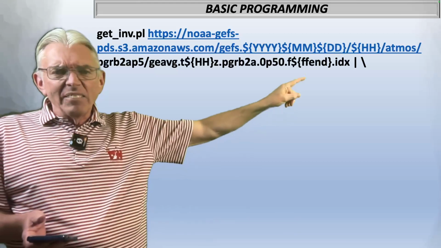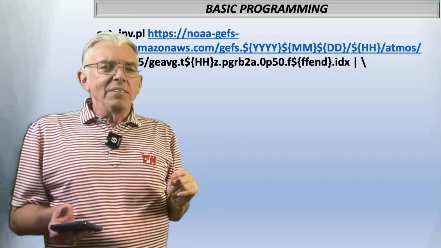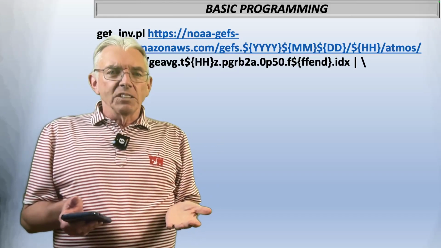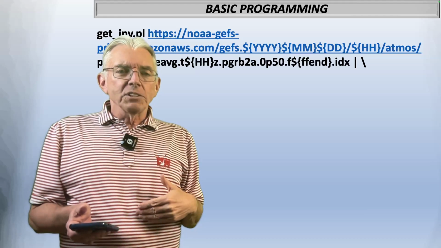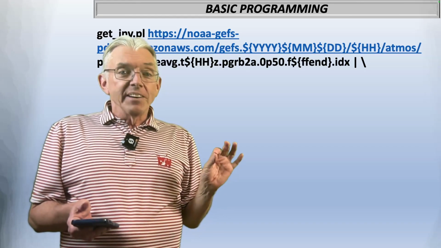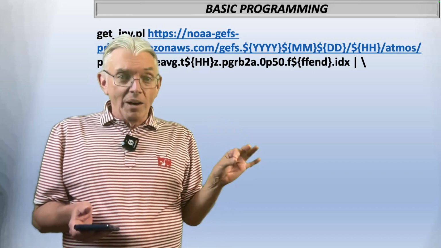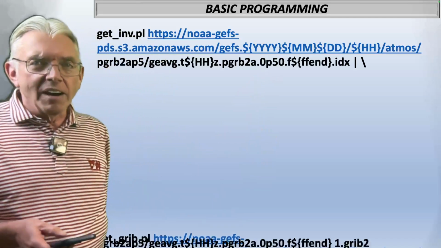And now I'm going to have 2 variables because the way the file is set up, a forecast at 12 hours for precipitation is actually a 6 to 12 hour forecast. And so I have an FF start, which is the 6, and an FF end, which is the 12, okay, or whatever the range is. So that's the index file.